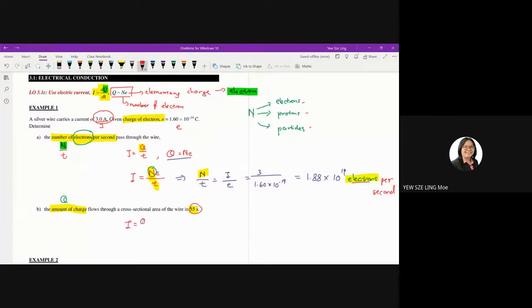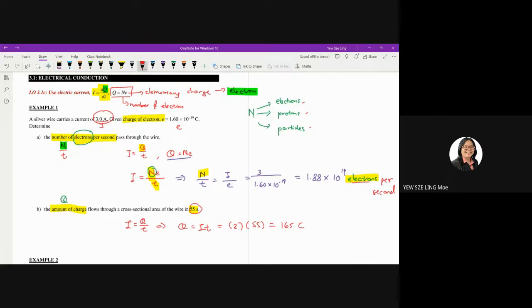I equals Q over t. Rearrange the equations. Q equals It. Given I is 3 and given t is 55. And yes, we do have enough information. Therefore, Q is equal to 165 and the unit is coulomb. 165 coulomb. So that is question B.